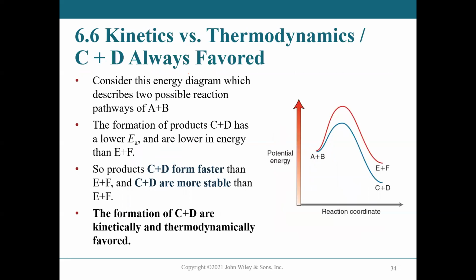It says kinetics versus thermodynamics. Consider this energy diagram, which describes two possible reaction pathways of A and B. The formation of C and D has a lower activation energy. If we just look at the activation energy, this one here versus this one right here, we do see that it's lower. So products C and D form faster than E and F, and C and D are more stable than E and F. So the formation of C and D is kinetically and thermodynamically favorable because, one, it has a lower activation energy, and here you can see it's further down.